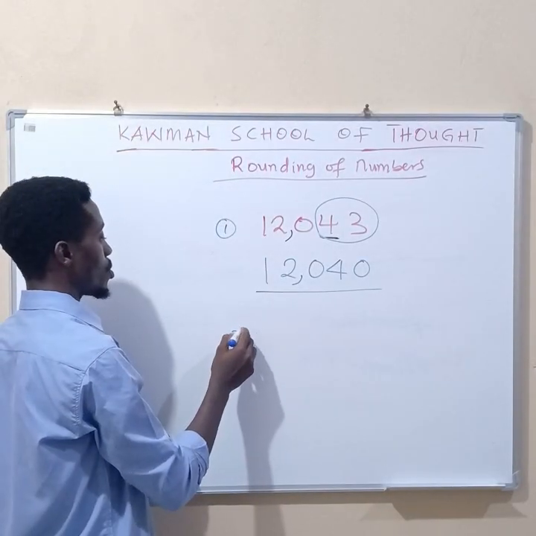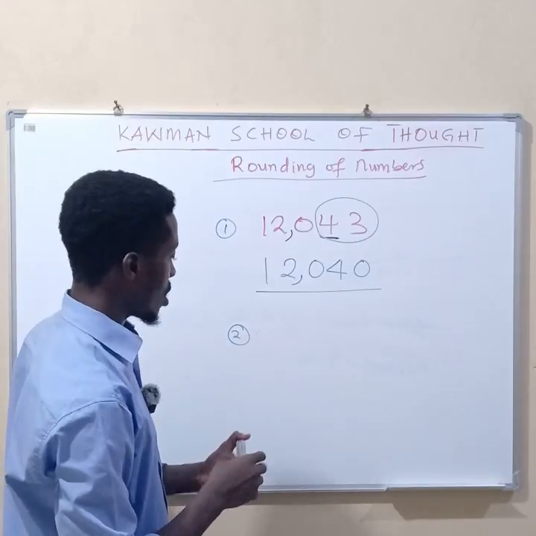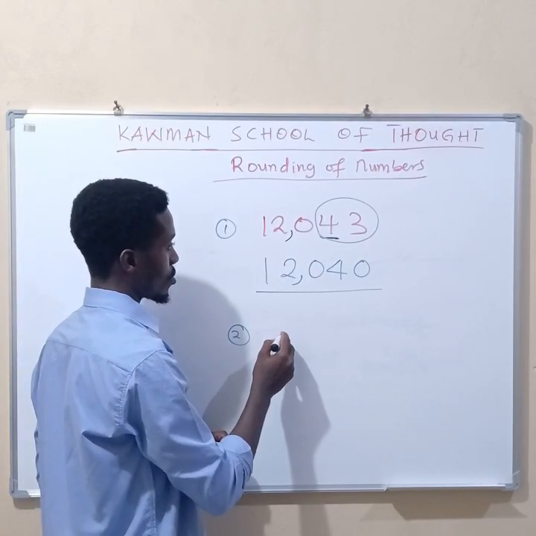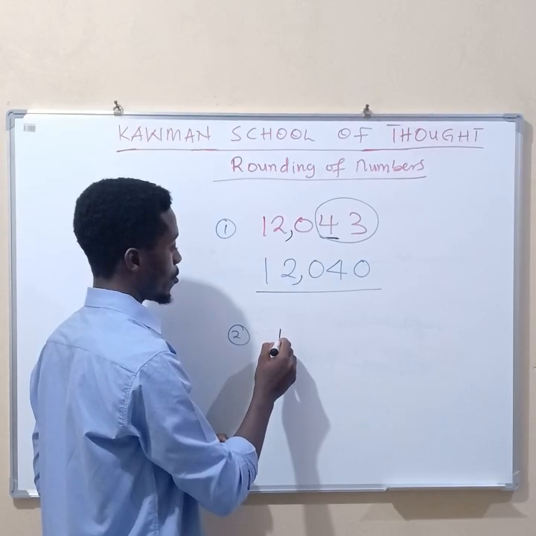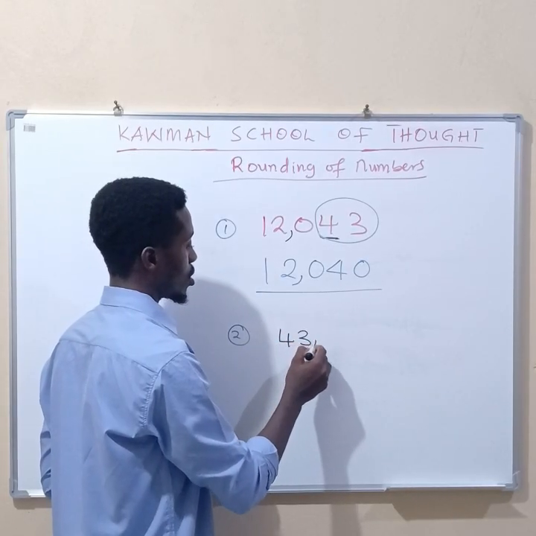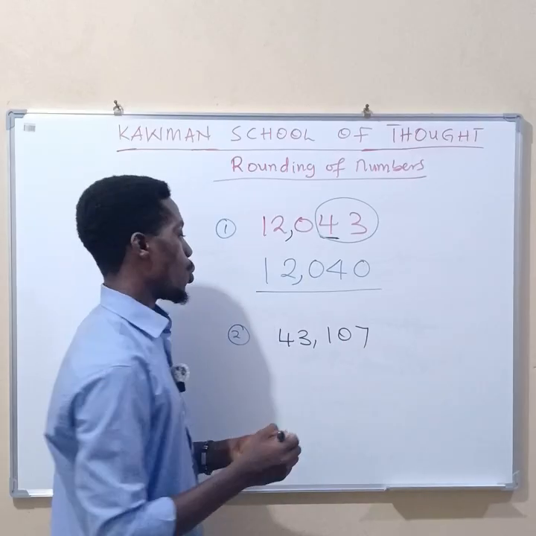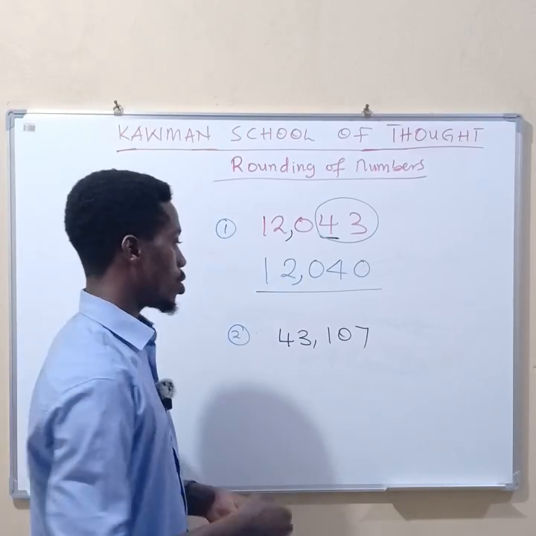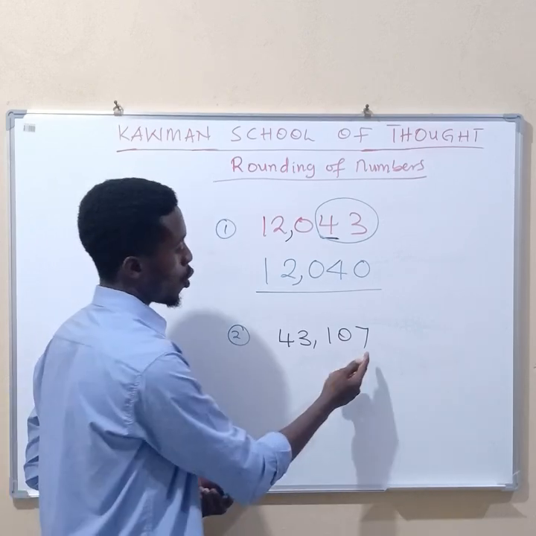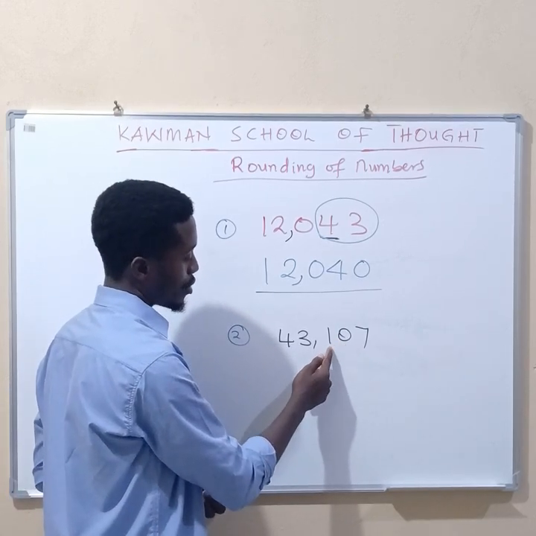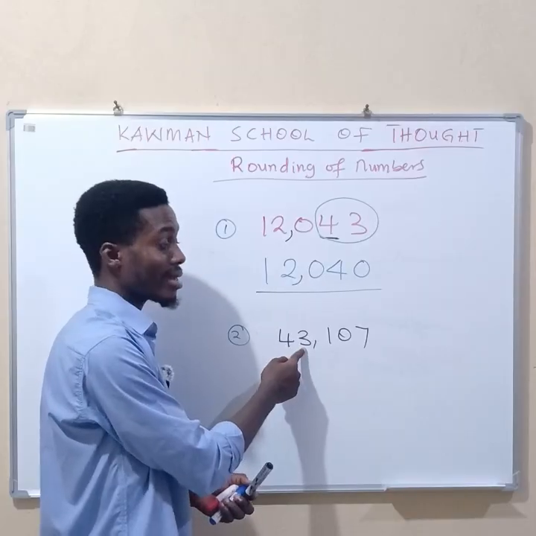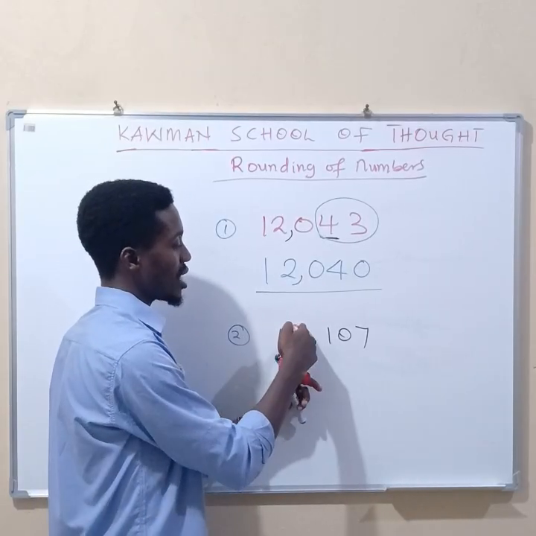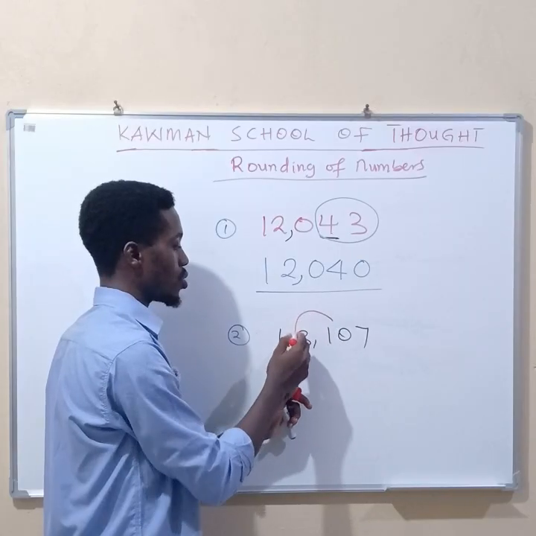So this is example 1. Then example 2. Let's say we are rounding this number: 43,107. We are rounding this number to the nearest 1,000. Alright? The nearest 1,000. So you just go ones, tens, hundreds, thousands. Alright? Thousands. You stop here. And then when you stop here, you just put the number right in front of it. So you just circle these two numbers.